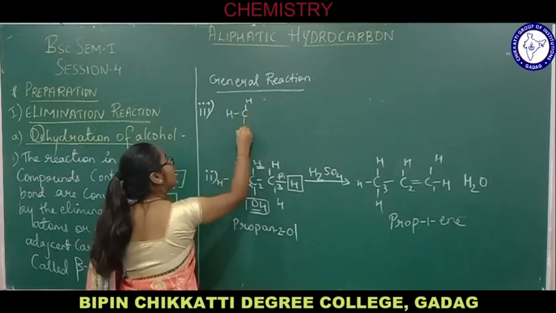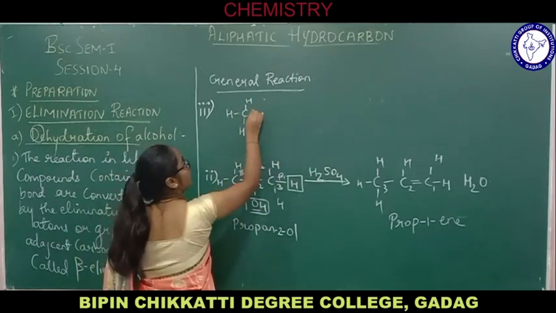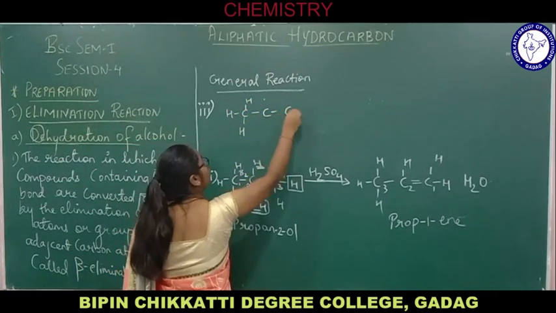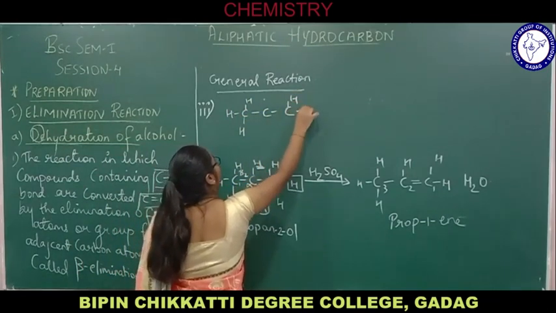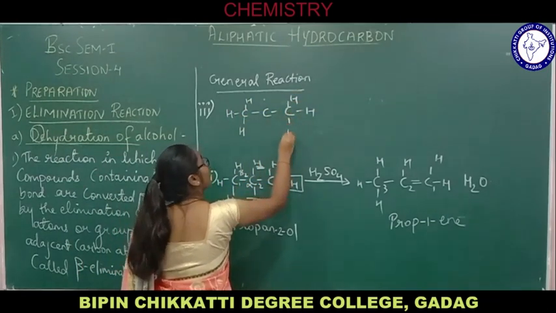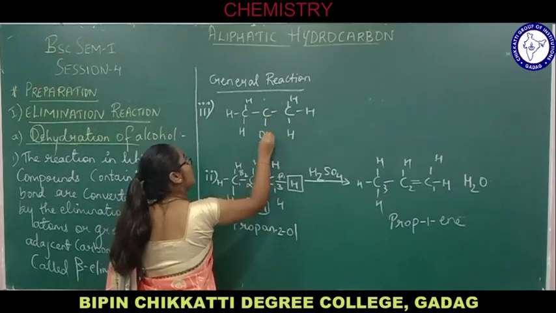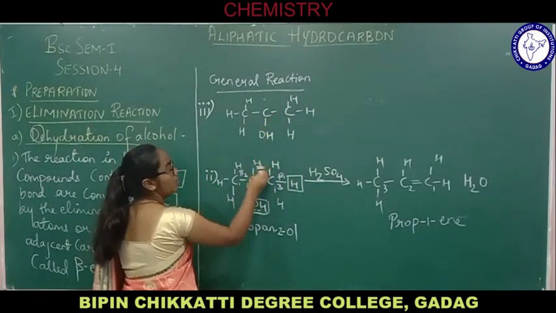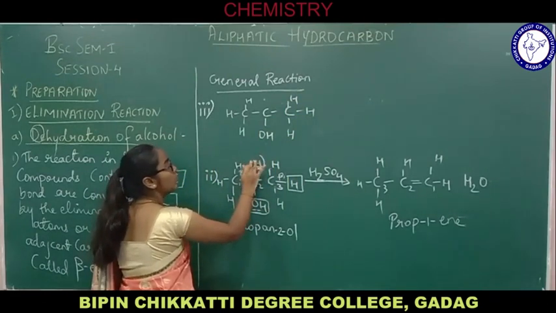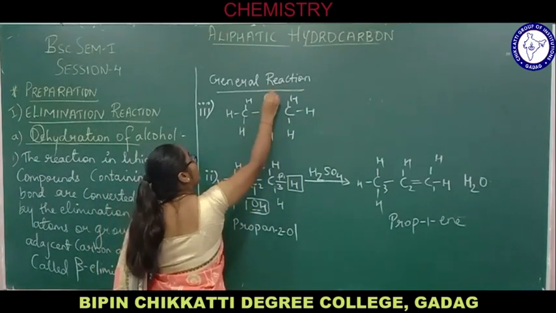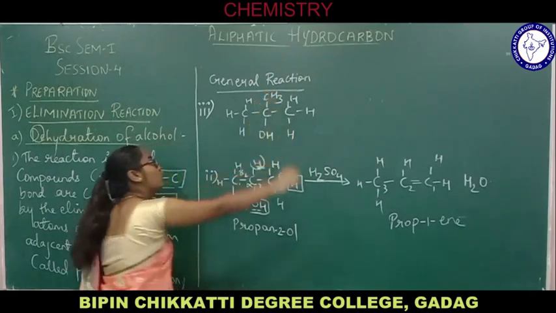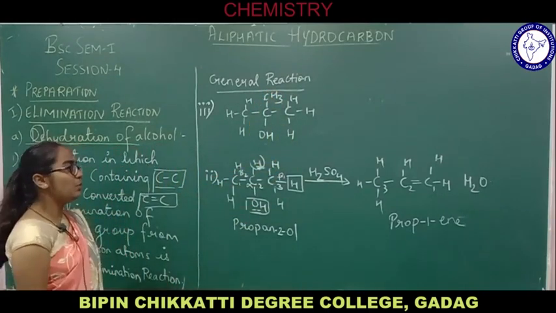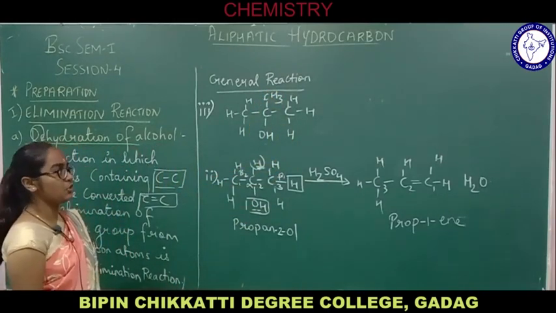Now this is the same structure I am drawing over here, with the same number of carbons. But in carbon number 2, where I wrote a hydroxyl group, instead of writing 1 hydrogen, I am going to substitute with 1 methyl group, right? So I have substituted it with 1 methyl group over there.